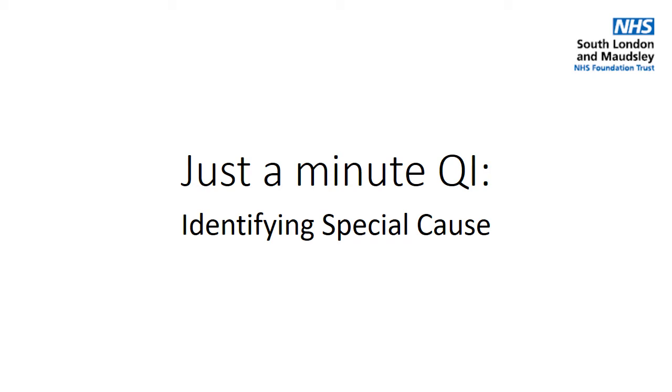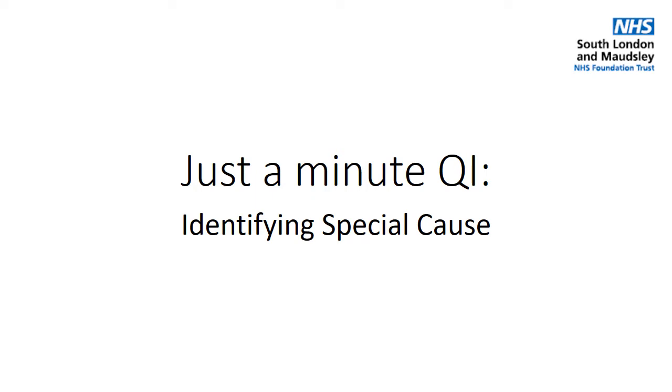Welcome to Just a Minute QI, Identifying Special Cause. In a previous video, we spoke about understanding variation and the two different types of variation, normal or random variation and special cause variation. In this video, we're going to talk through some rules that will help you identify special cause variation in your data.